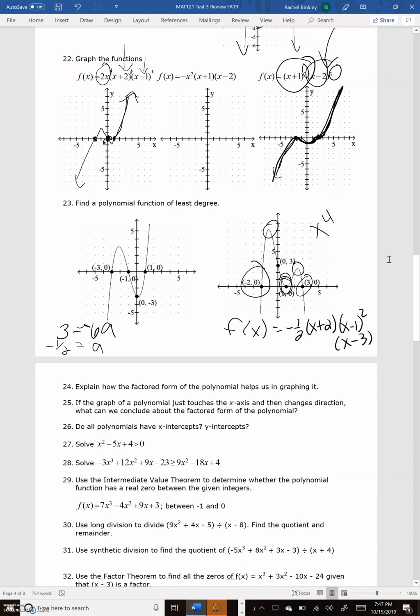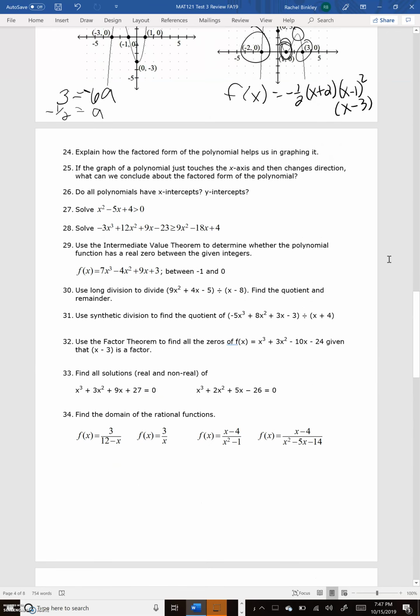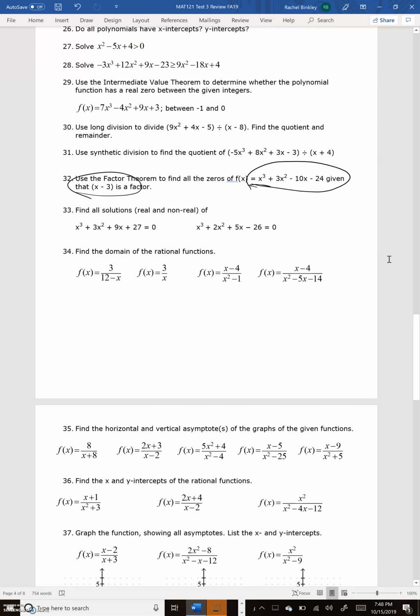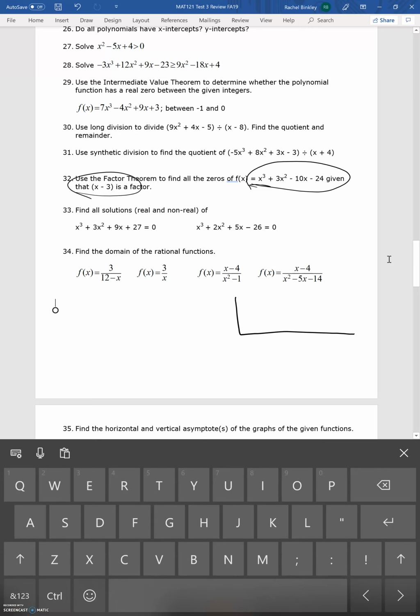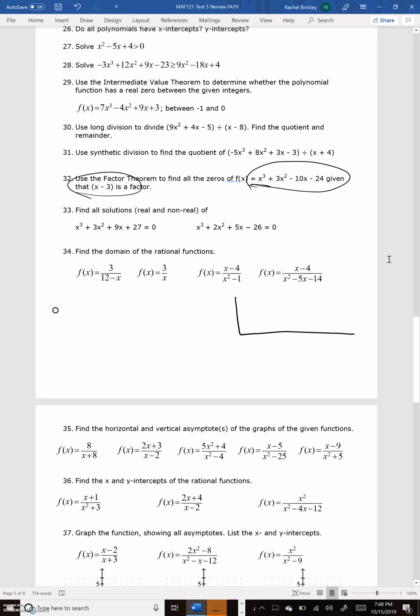Okay. All right, where are we at? What's next? 23, I just did, and 32. Oh, cool. Use the factor theorem to find all of the zeros. Okay, so we just need to divide. And whether you do synthetic division or just long division is up to you. But if x minus 3 is a factor, that means I can divide it and get another factor. So let's use synthetic division. At the end of the day, it's going to be faster and easier to use synthetic division, even though sometimes it doesn't make as much sense.